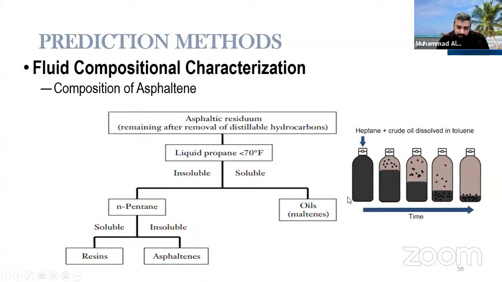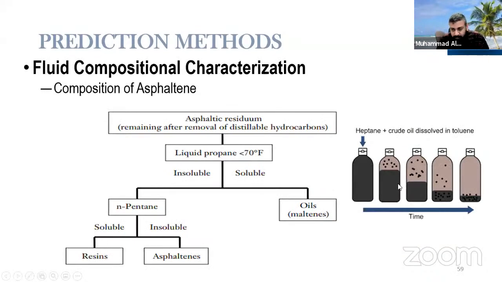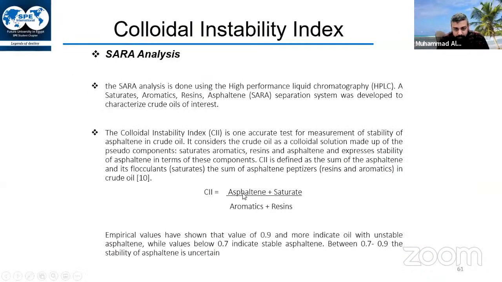So how do we find out the asphaltene? We add heptane and mix it, and that's how we get the saturates. Resin, aromatics, and saturates we find out through the HPLC. Asphaltenes we find out through this method. After we do this method, we have this equation, which will tell us whether it can destabilize or not.